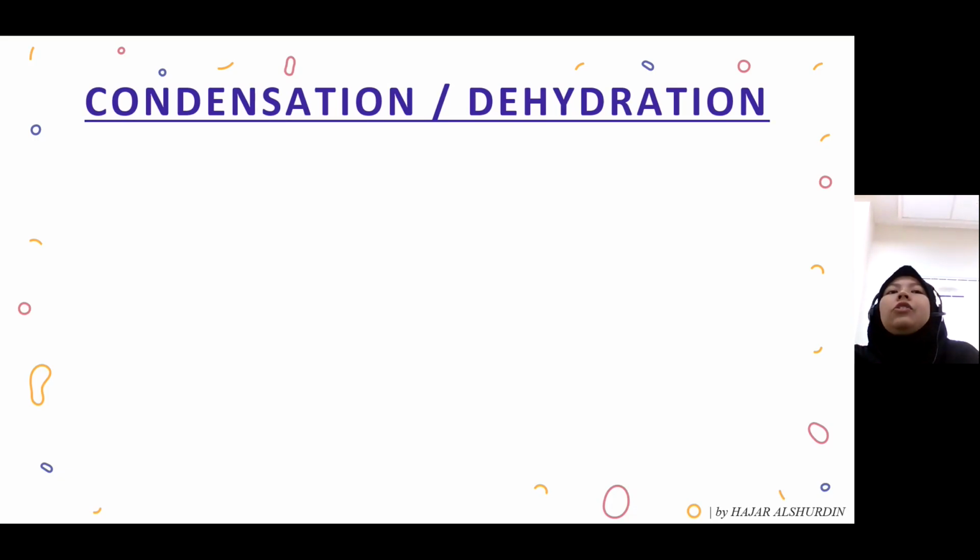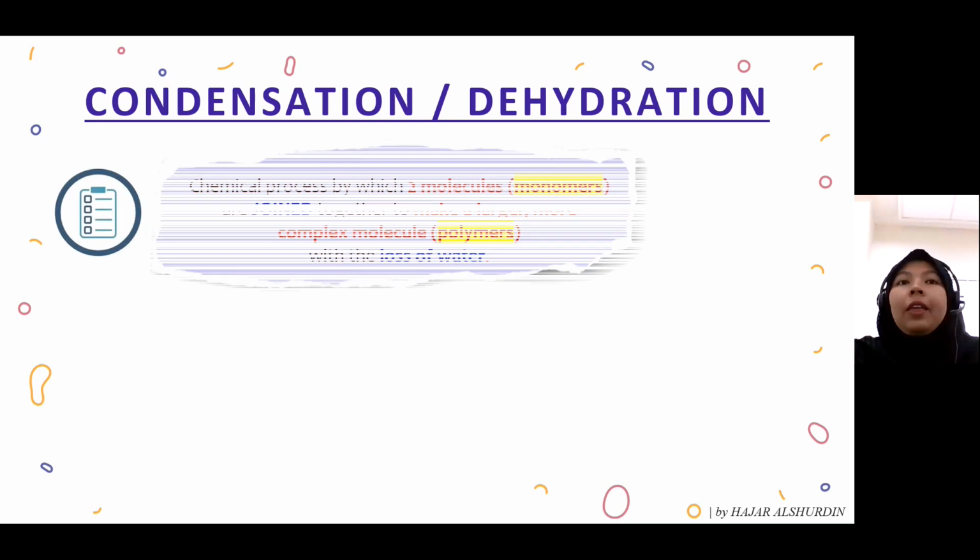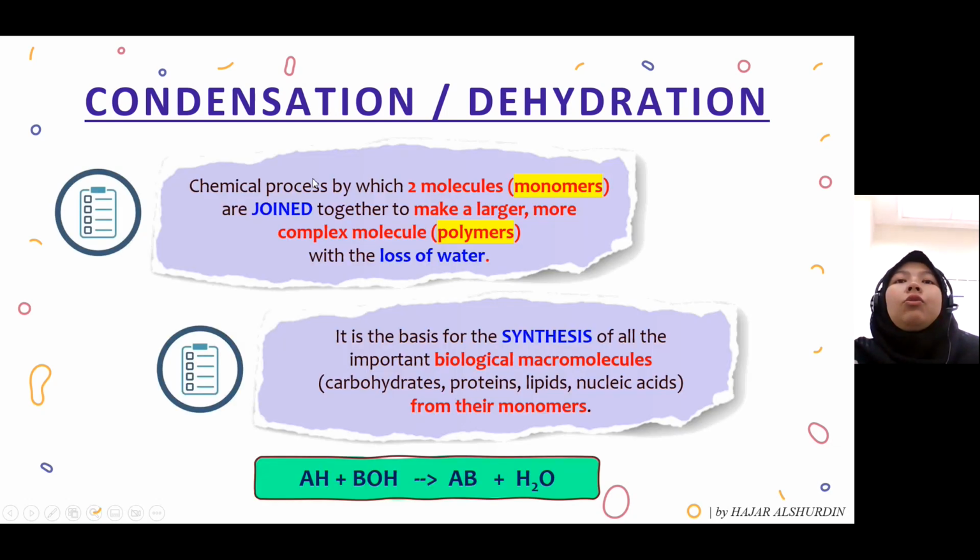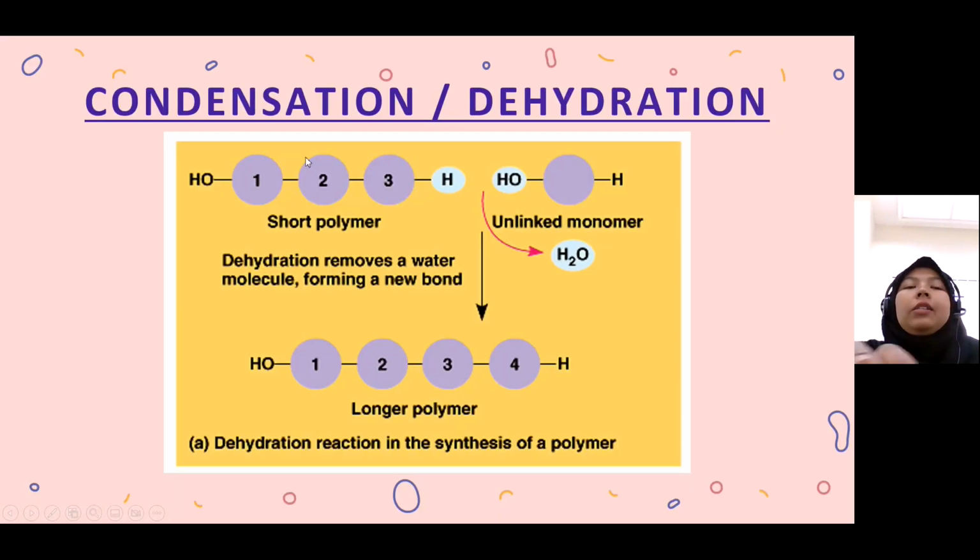So what is condensation, and what is dehydration? When two molecules of monomers join together to form a polymer, they must lose a molecule of water. This is the basis for the synthesis of a polymer. This process is called condensation or dehydration, the losing of water. So this is the formula of condensation, and this is the example.